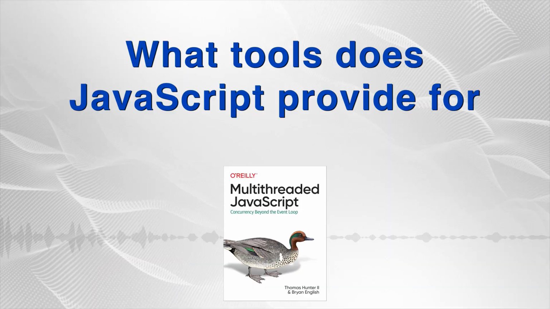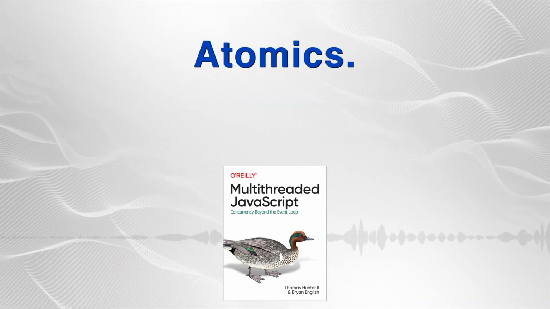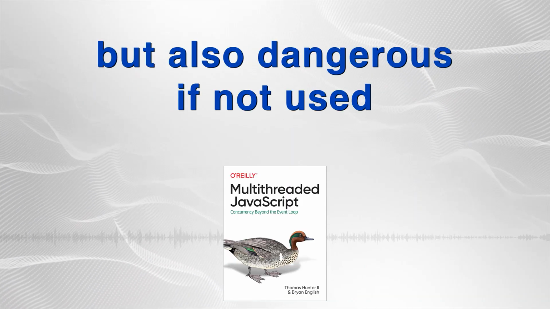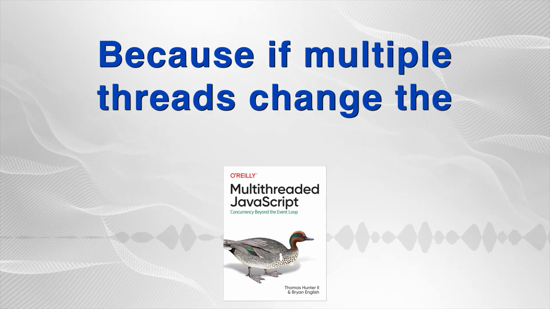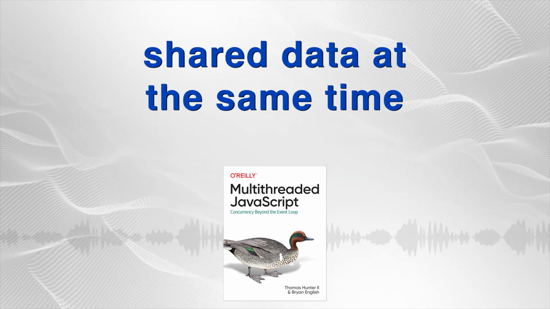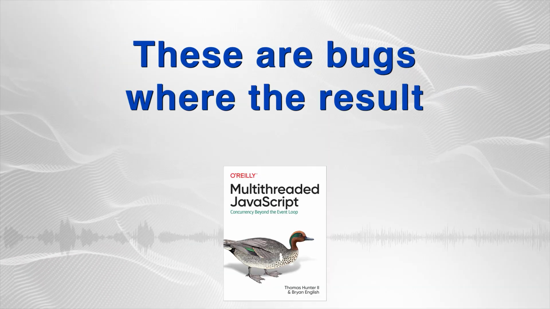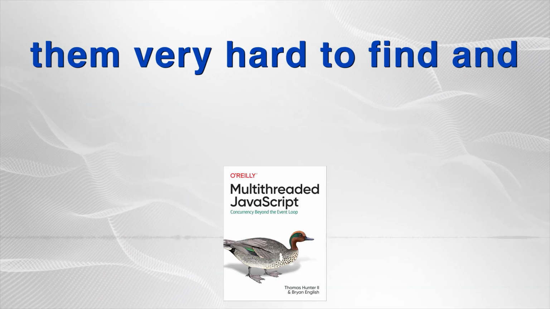What tools does JavaScript provide for this? The main tools are SharedArrayBuffer and Atomics. They are very powerful for performance, but also dangerous if not used correctly. Why dangerous? Because if multiple threads change the shared data at the same time without coordination, you get race conditions. These are bugs where the result depends on the exact timing, making them very hard to find and fix.